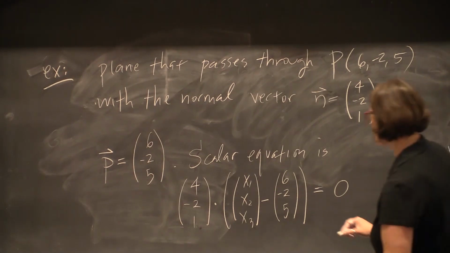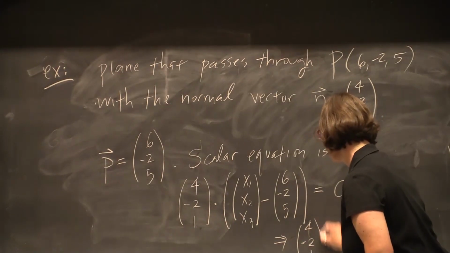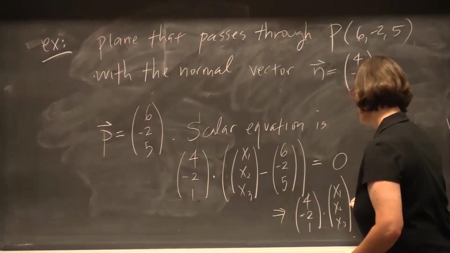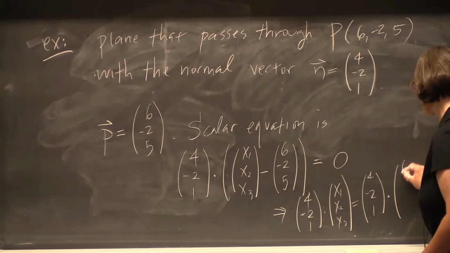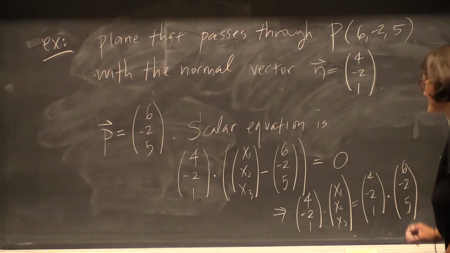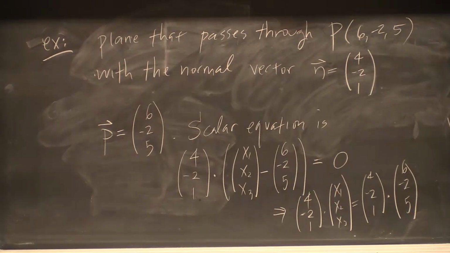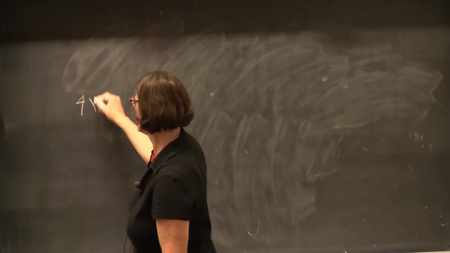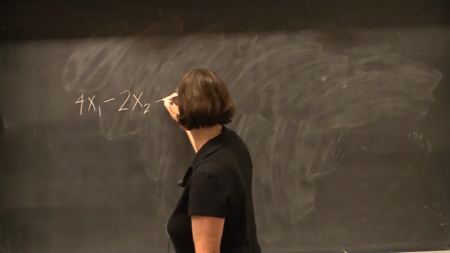Oh, okay. So this translates to (4, -2, 1) dot product (x1, x2, x3) equals (4, -2, 1) dot product (6, -2, 5). And then that translates to exactly what was just pointed out, except this time you see why it's true rather than just having been told to memorize it because you're in high school. 4x1 minus 2x2 plus x3. To be fair, probably your high school teacher derived it for you. I shouldn't be mean to your high school teacher.